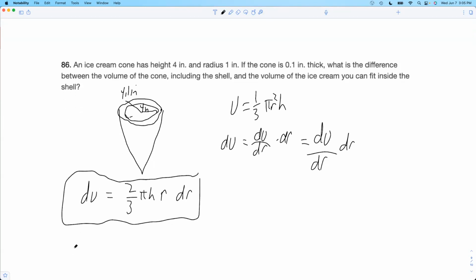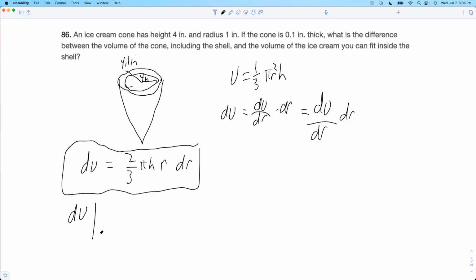So now, dV evaluated at H equals 4. Oh, I'm so sorry, I lied up here. H was 4. That was my height. My two different radii were 1 and 1.1. I hope I didn't confuse anyone with that. Those were the two different radii. That height was 4. H equals 4, R equals 1, and dr, my change in R, is 0.1.